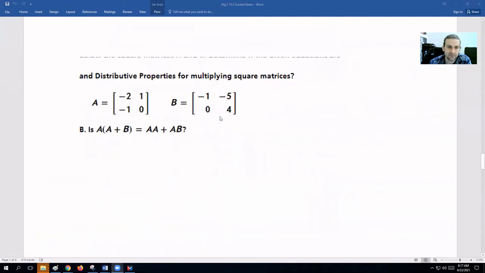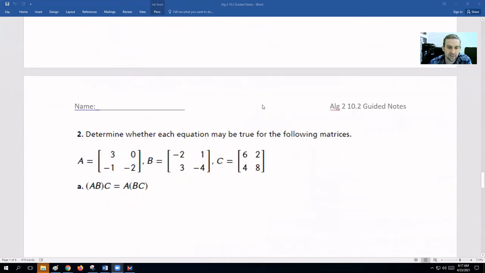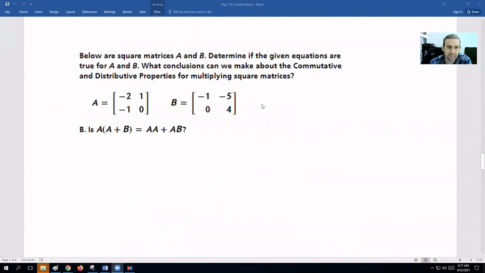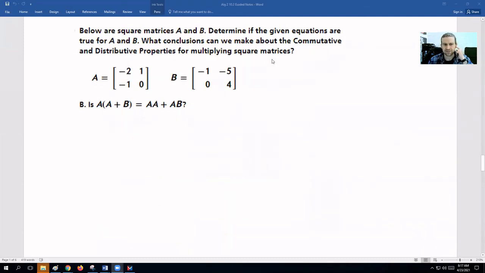All right, what about the multiplication property of square matrices here? What if we want to make this a little bit more complicated? Is A times (A plus B) the same thing as A times A plus A times B? Okay, so let's go through. We're going to have to do some work here. We're going to do matrix A, which is -2, 1, -1, 0, and we're going to multiply it by A plus B. So let's add these together first because the rule says we have to add them together.